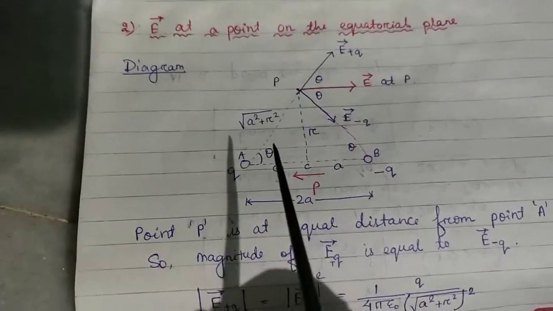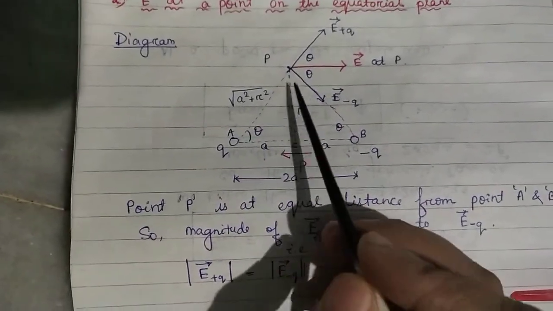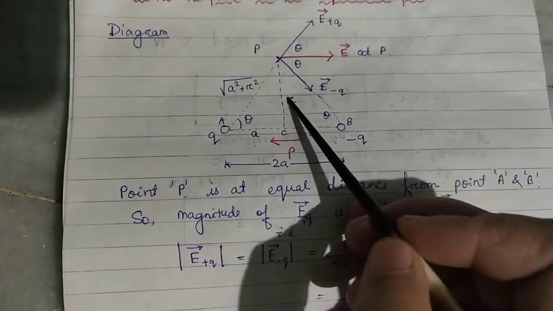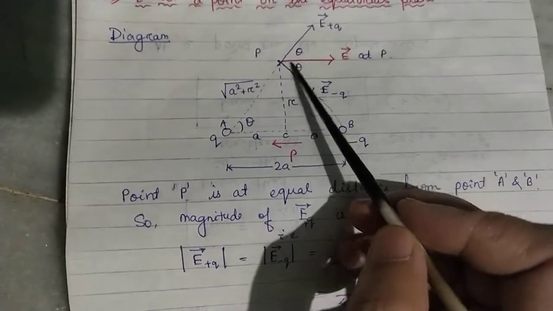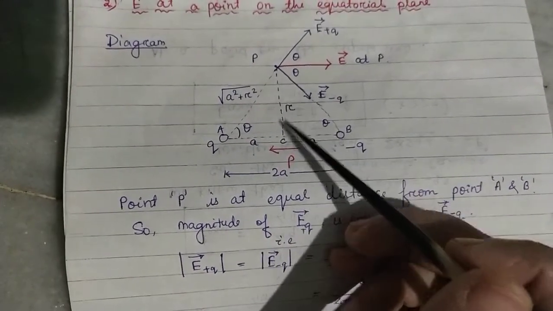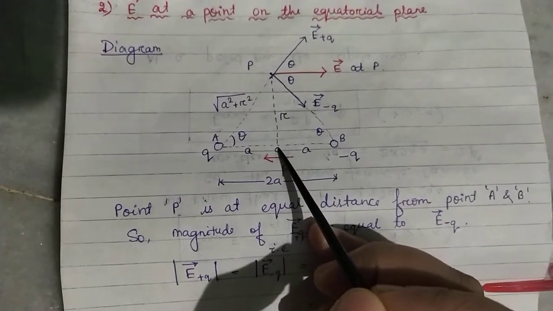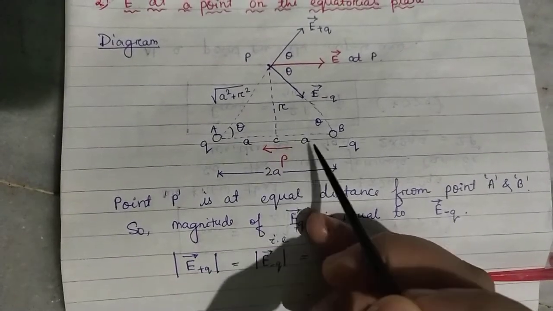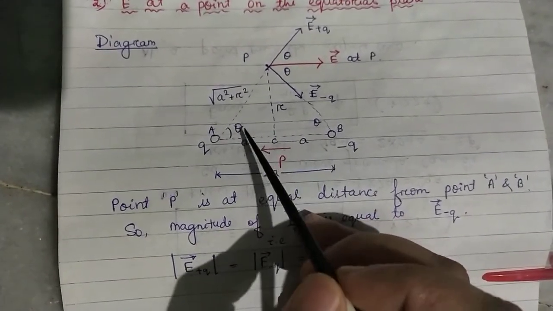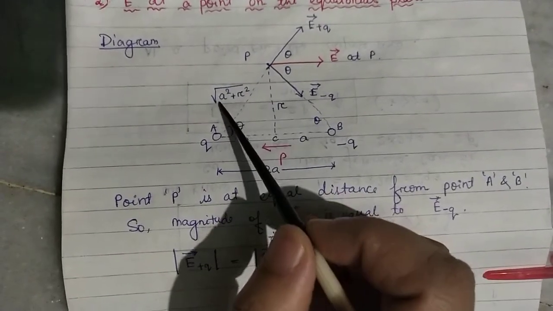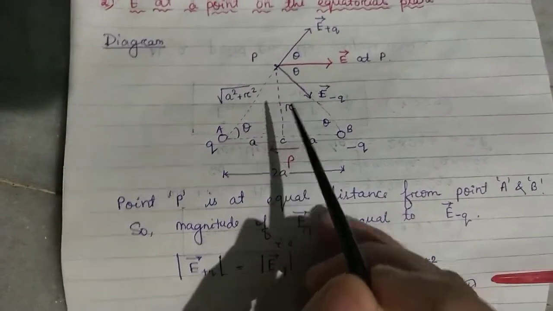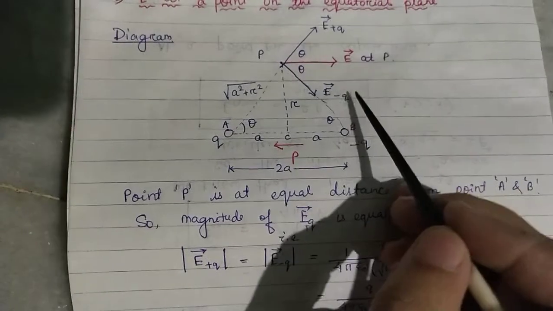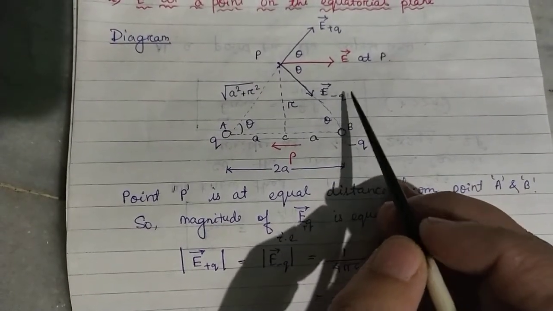For this, first of all we will understand the diagram. You see here the diagram is like this. R is the distance from the point C, so CP equals R, and as C is the center of the dipole, the distance from A to C and C to B is the same, that is a. So using the Pythagoras theorem we can calculate AP. AP will be the square root of a square plus r square. Similarly, PB will also be equal to the square root of a square plus r square.